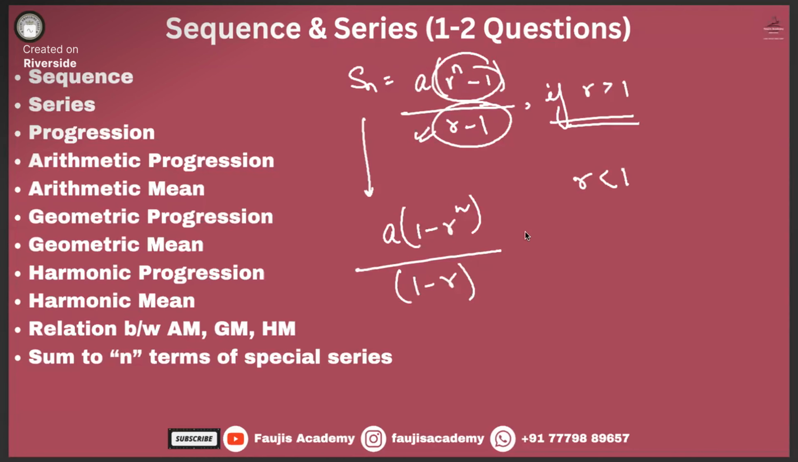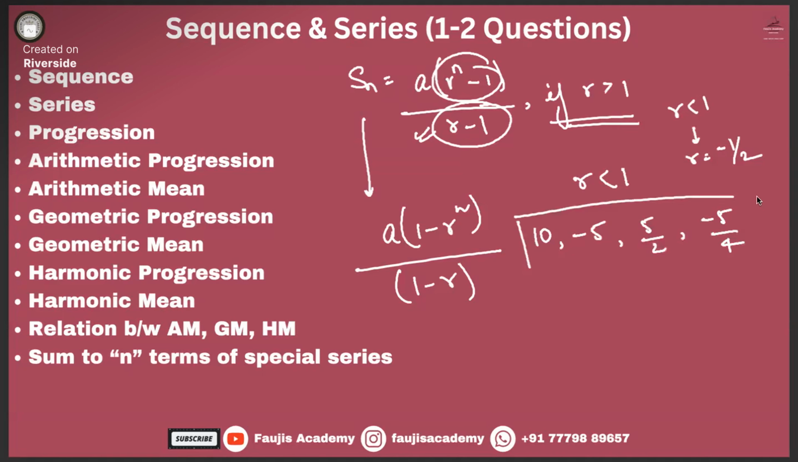So let us say there's a progression. Let us say the first term is 10 and R is less than 1, let us say R is equal to minus half. So the next one in the series will be minus 5. The next one will be 5 by 2. The next one will be minus 5 by 4.